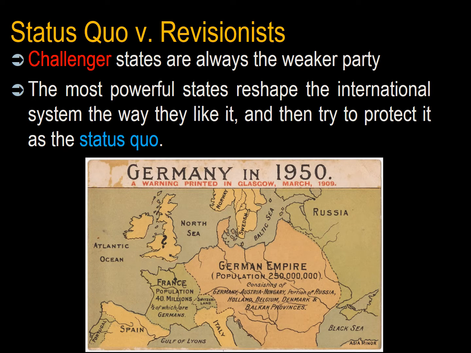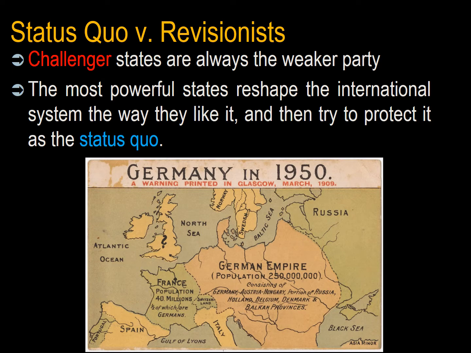Challenger states are always the weaker party, because the most powerful states reshape the international system the way they like it, and then they try to protect it as the status quo. You can see here a depiction in 1909 in an English newspaper of the future Germany. Because Germany's growth was so rapid and because it was militarily very, very strong, the British feared that eventually Germany would unite Central Europe and become the great new world leader and would reshape the world's trading practices and institutions according to its preferences. So Germany would become the new status quo state.